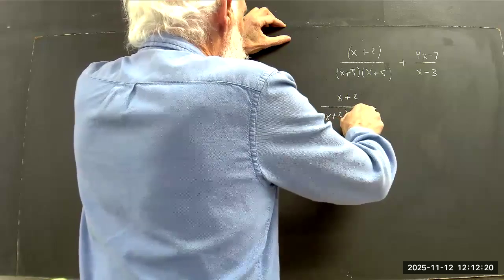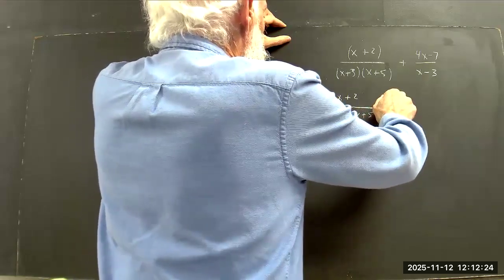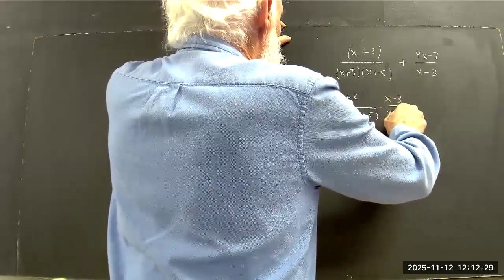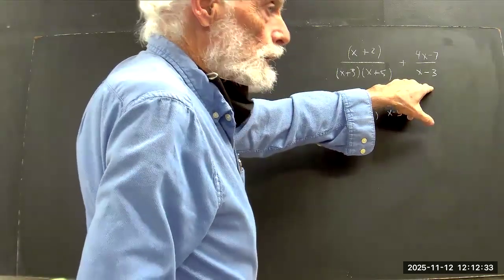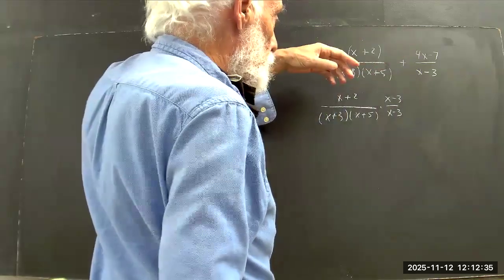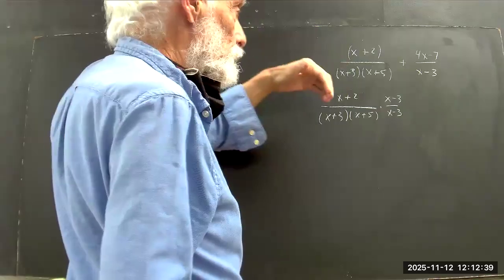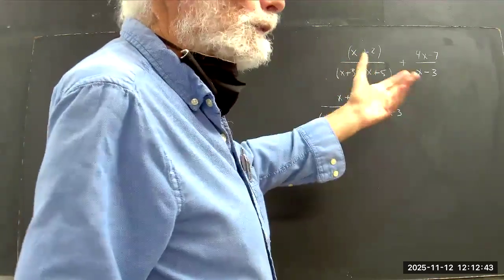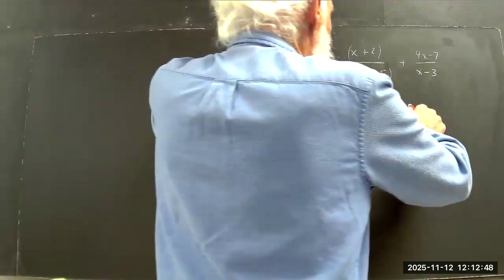We can write down the first fraction and multiply it by x minus 3 over x minus 3, x minus 3 being the denominator of the second fractional expression or rational expression. I'm going to start calling these rational expressions. They're just fractions with symbols.